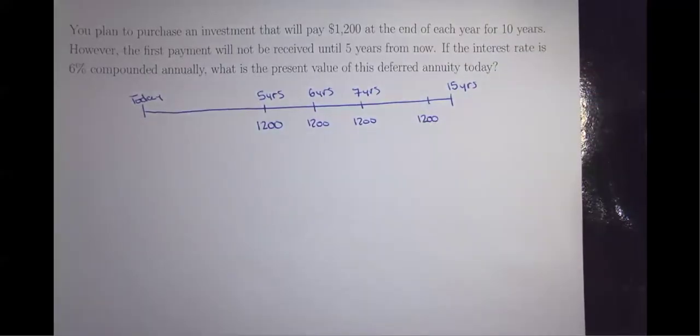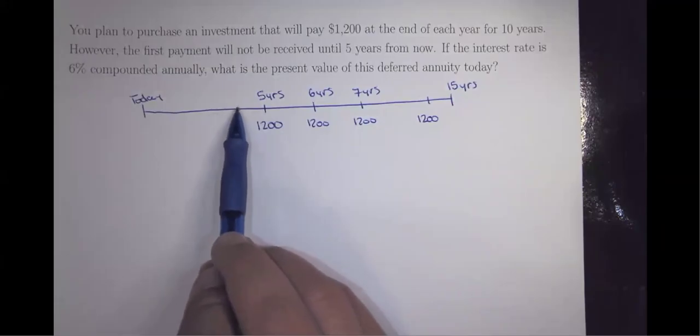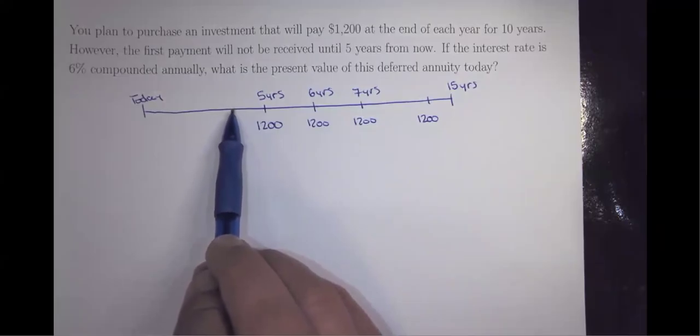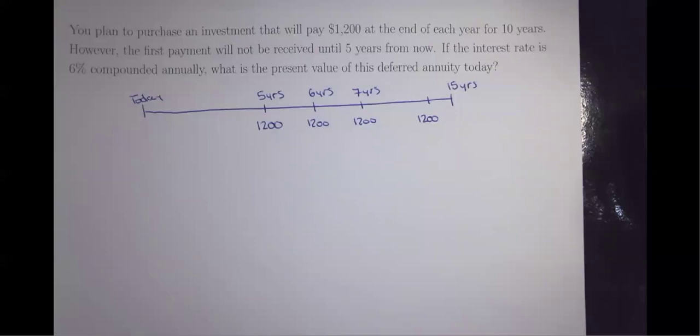Now, if we pay attention to the question, it says that the payments are made at the end of each year for 10 years. So this first payment, well, it's made at time 5 years, it's at the end of year 4. So it'll go from the end of year 4 until the end of year 14. We could also think of that as the beginning of year 5 to the beginning of year 15.